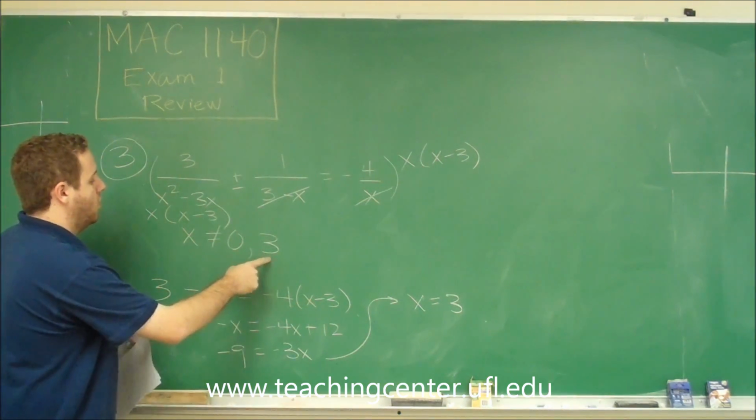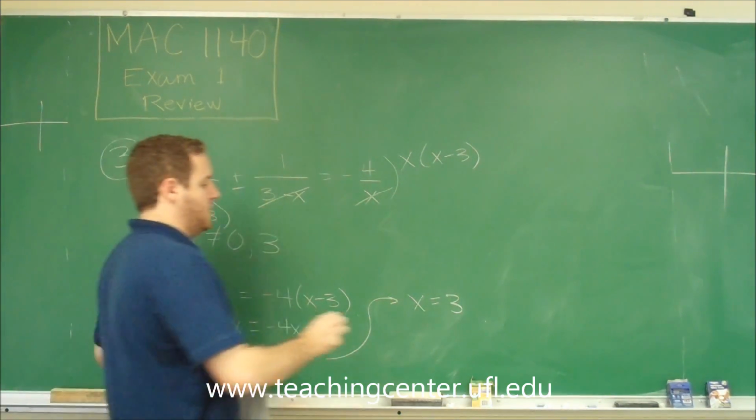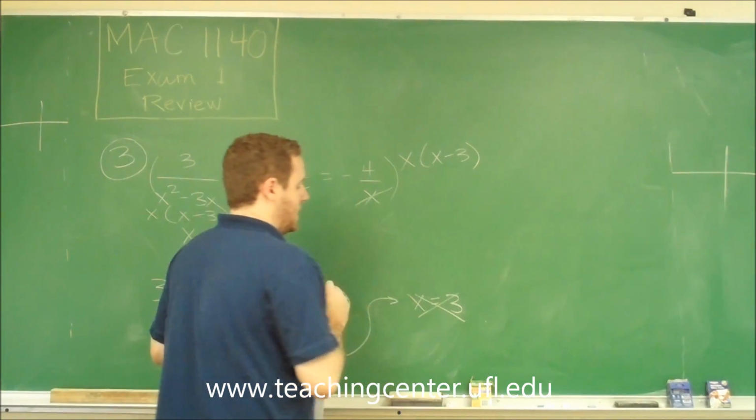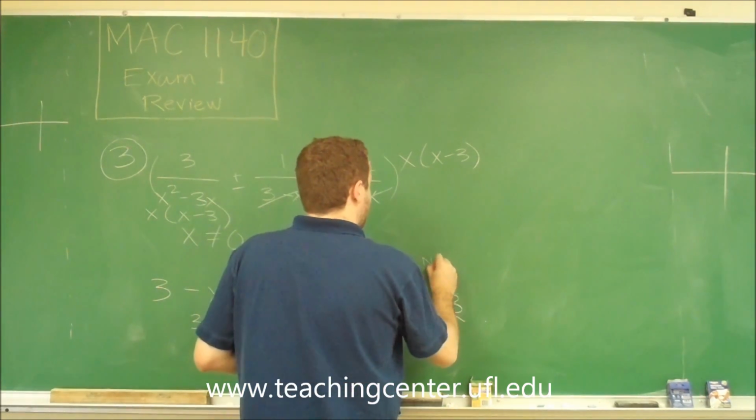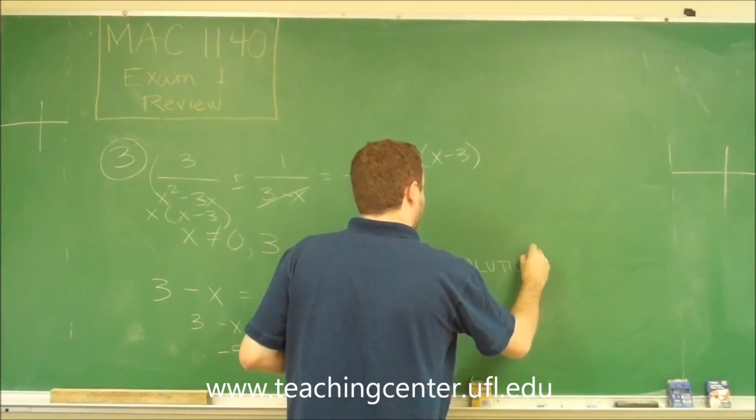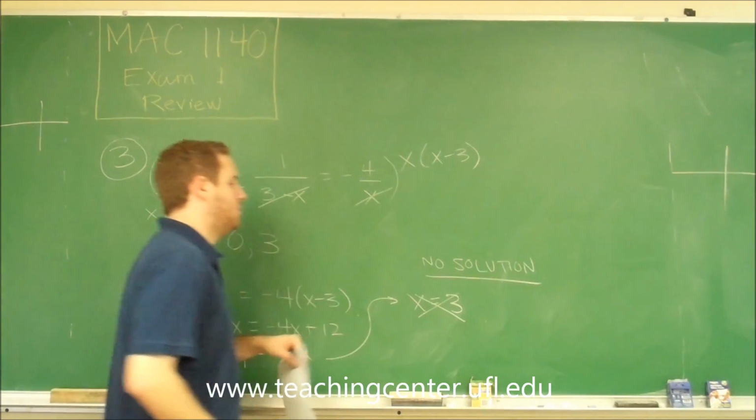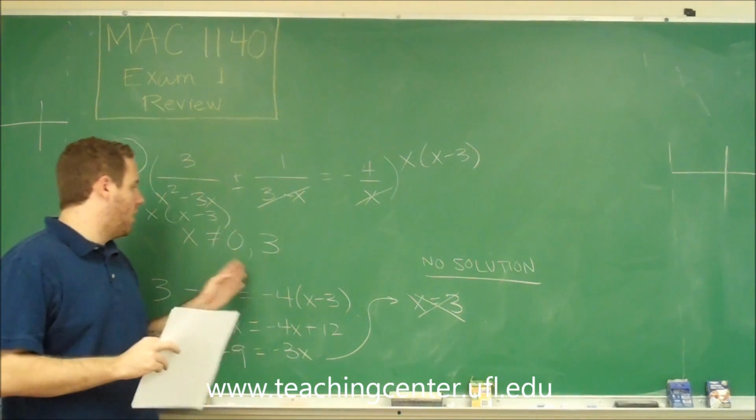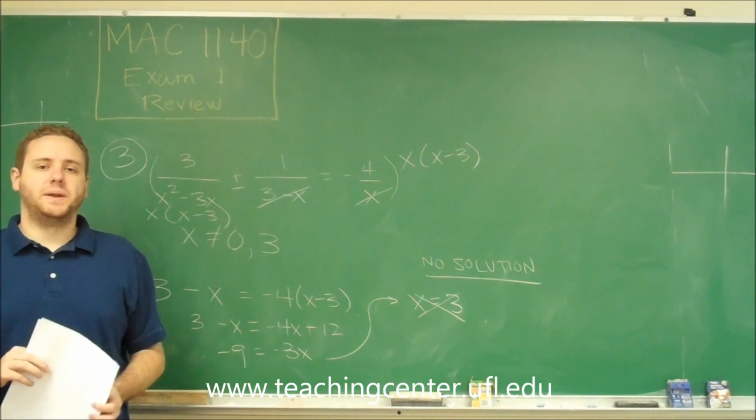However, 3 was one of the numbers that we said at the beginning we couldn't have. So that's actually not an answer. And then we have no solution, because our only solution was something we had already said could not be in our domain.